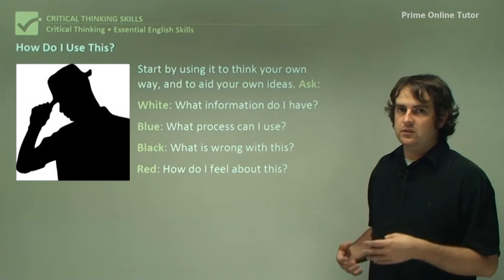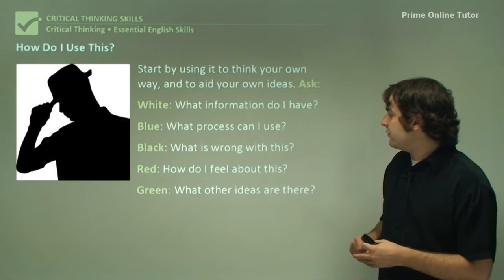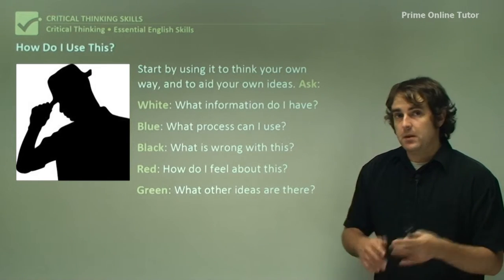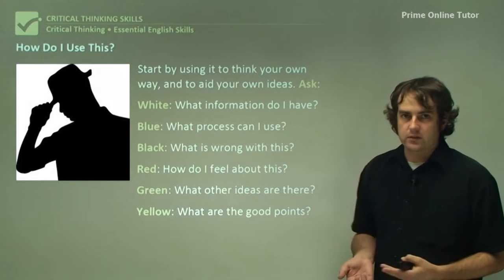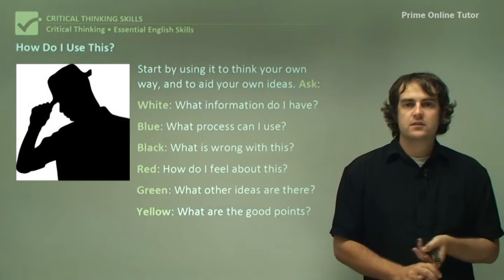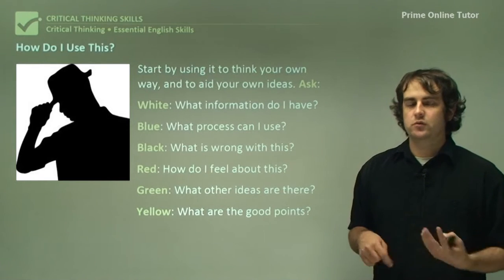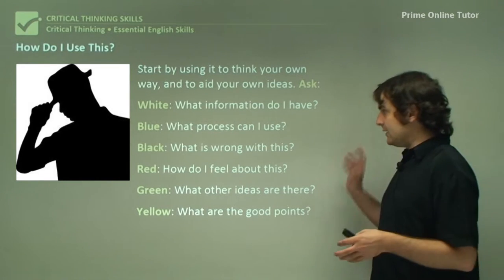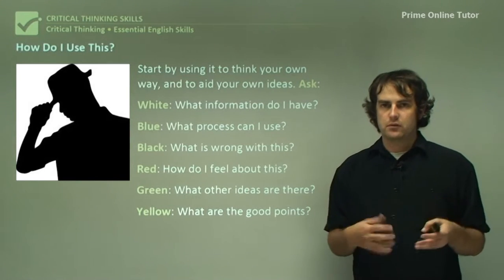Can I discuss it using technique, structure? What process informs this? What other ideas are there? So is there a better way this can be represented? And finally, what are the good points? As in being positive and being actually confident that what you have is the right answer. Or if you're not confident, finding the points which you do find are good, and then using these other processes again to be able to find new and more information.